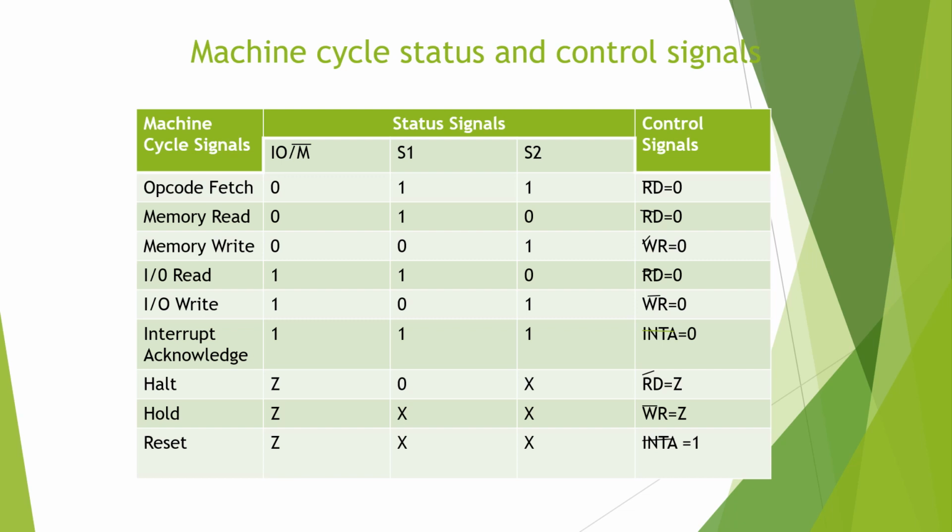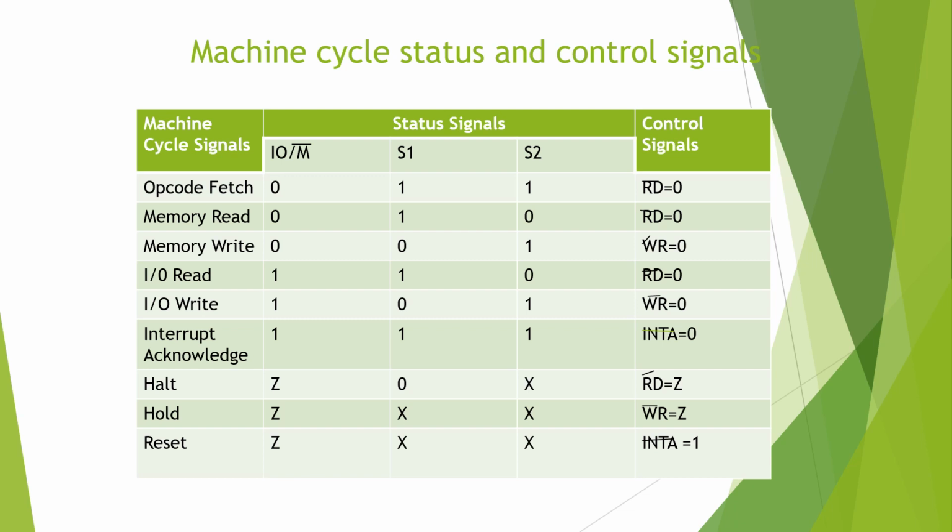When the status signal is 1, 1, 0, the machine cycle becomes input output read, and the RD signal becomes active low to read the data from the input devices. When the status signal is 1, 0, 1, the machine cycle becomes input output write, and the WR signal becomes active low to write the data into some output devices.